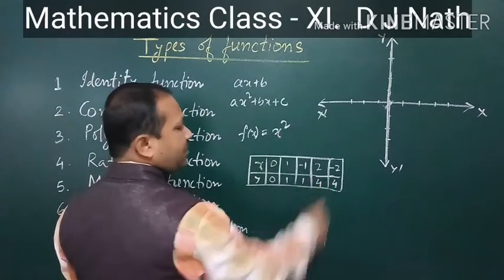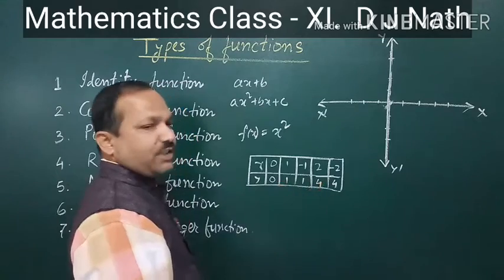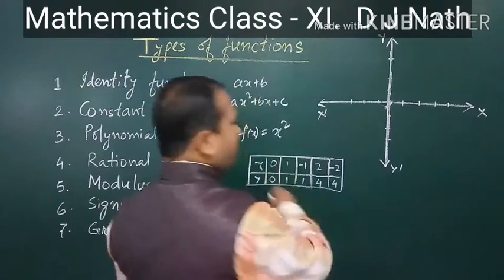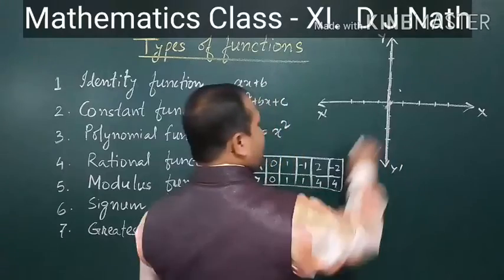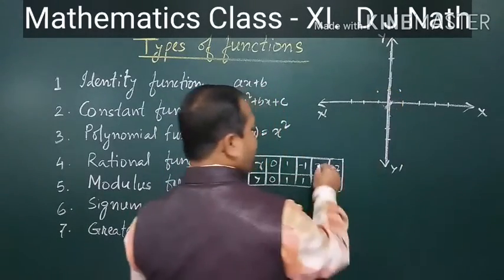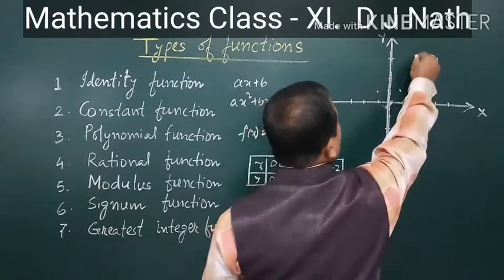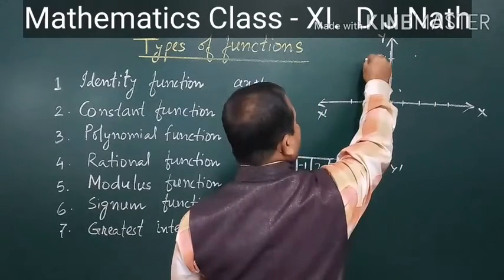Minus 2 square is also 4, which means y always comes positive. So if you plot the points, which way will this graph come? 0, 0, 1, 1, minus 1, like that. If it is 2, it is 4. Minus 2, it is 4 also.